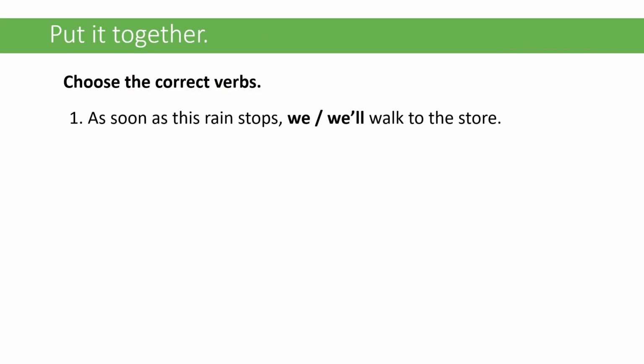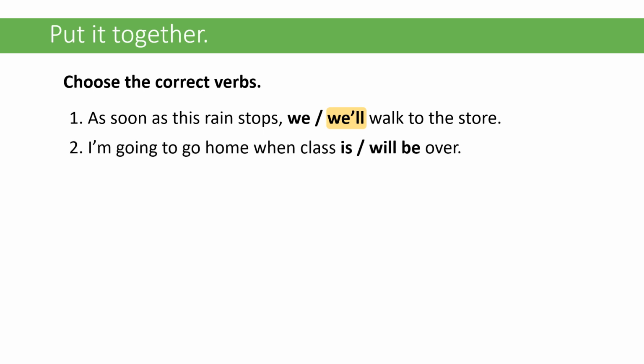So let's do a little practice here and choose the correct verbs. As soon as this stops raining, we walk or will walk? It should be will, because this is the main clause. In the time clause, we're going to use a simple present. I'm going to go home when class is or will be? This is going to be is, because we know that when makes a time clause.